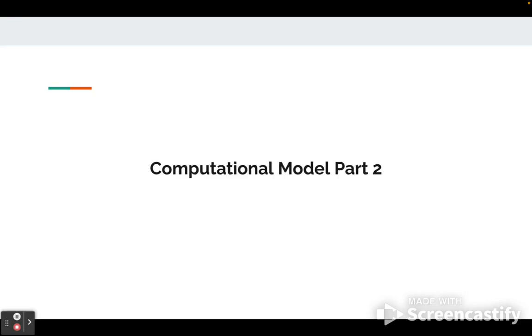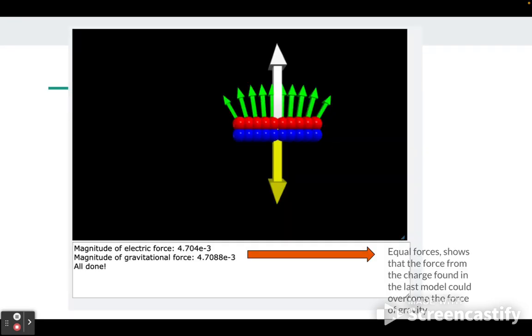And then the computational model part two produces this model where this is the top piece of tape and this is the bottom piece of tape, and they're treated as lines of charge, as you can see, rather than just one point, which has this charge going up at different points, but the force of gravity just going down at the center of mass.